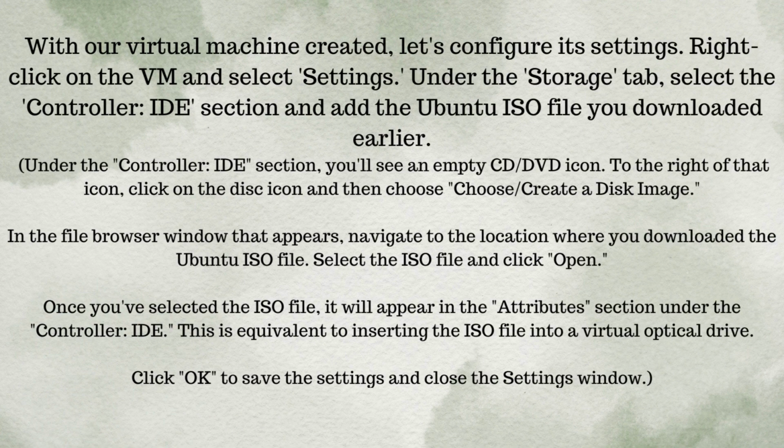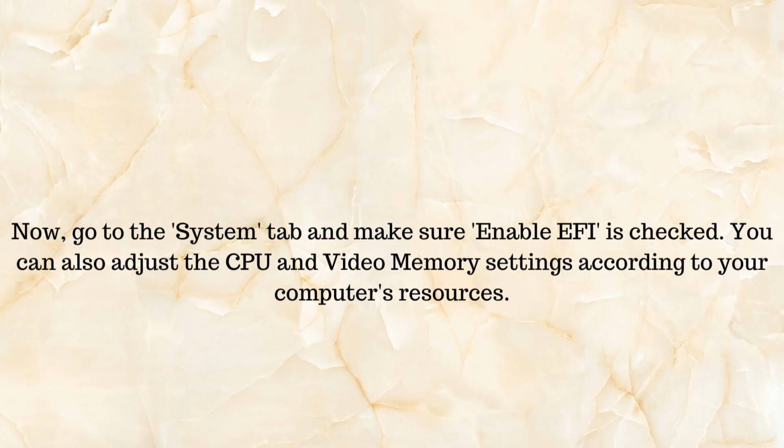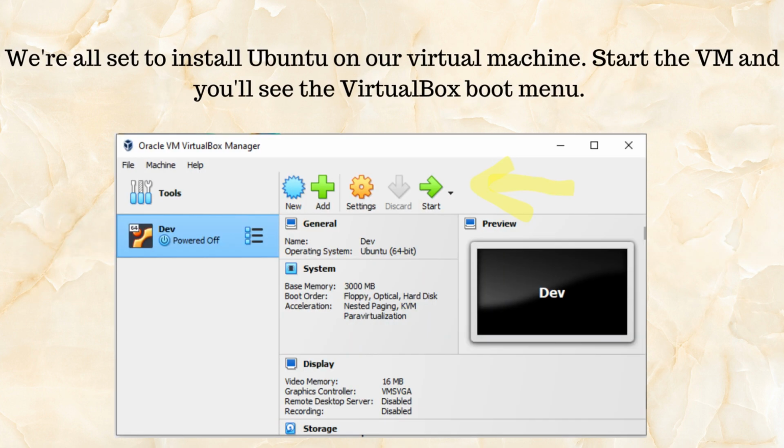With our virtual machine created, let's configure its settings. Right-click on the VM and select Settings. Under the Storage tab, select the Controller, IDE section and add the Ubuntu ISO file you downloaded earlier. Now, go to the System tab and make sure Enable EFI is checked. You can also adjust the CPU and video memory settings according to your computer's resources. We're all set to install Ubuntu on our virtual machine.